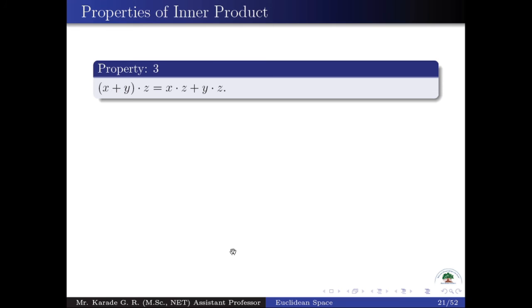Now the third property, which is very important: the inner product of vectors distributes over addition of vectors. Now let us see the proof of this property.